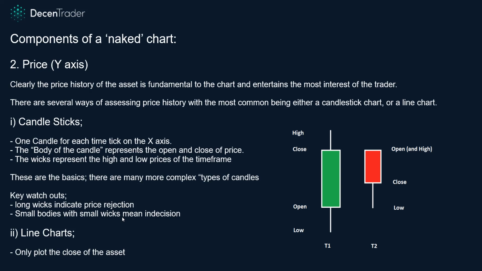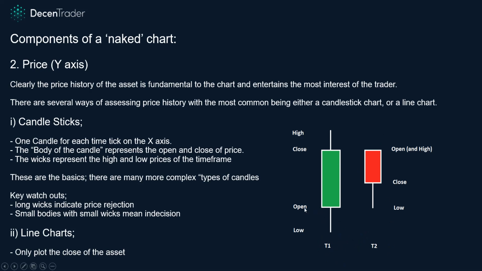So candlestick chart, what does that do? You can clearly see why it's called a candlestick chart. It looks like a candle. And you get a separate candle for each time tick on the x-axis. So T1 and T2 here, you can replace with D1, D2, or whatever. So on the daily chart here, we have day 1 and day 2.